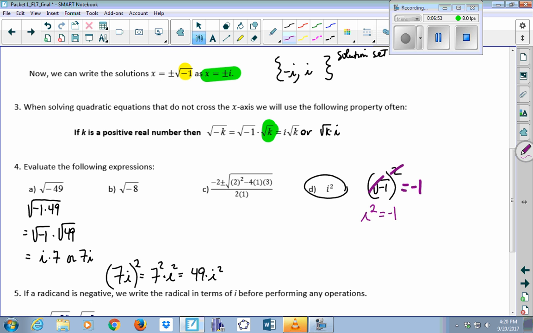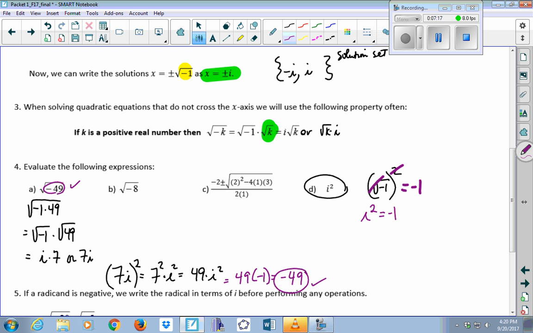So if I were checking my answer back to the 7i squared, I get 7 squared times i squared, which is 49 times i squared, which is 49 times negative 1, which gives me negative 49. So I know I did my problem correctly.